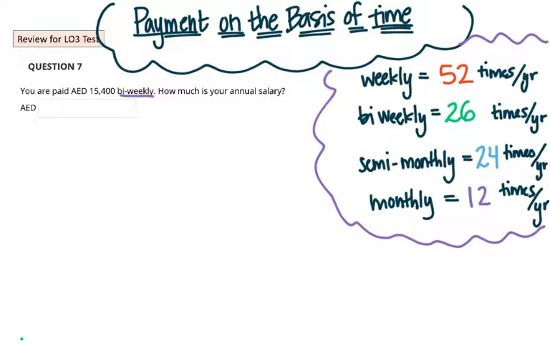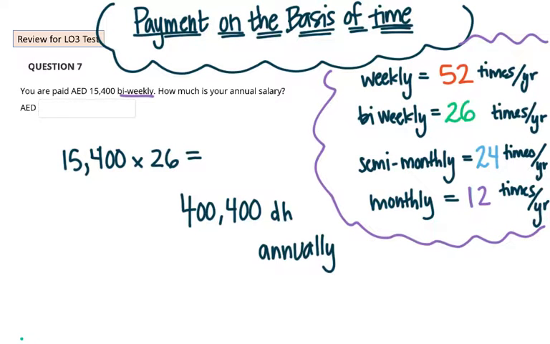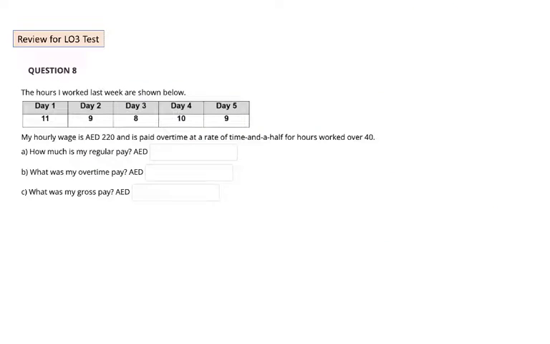But in this example, it says you're paid 15,400 bi-weekly. That means 26 times per year. So we'll multiply that by 26 paychecks. And after we multiply, we get an annual salary. That means the amount of money in the whole year. The annual salary is 400,400 dirhams.